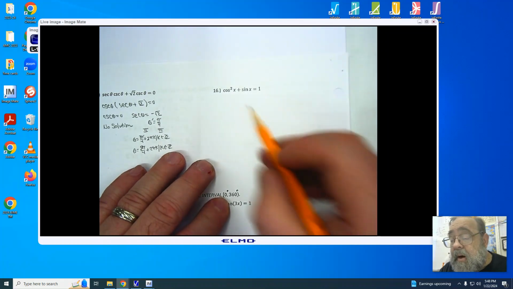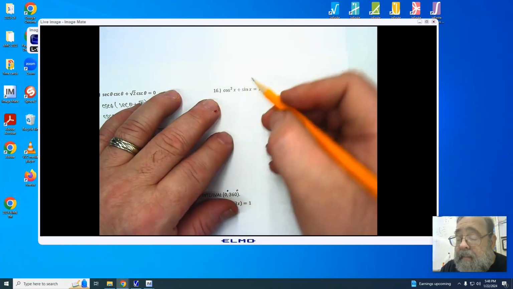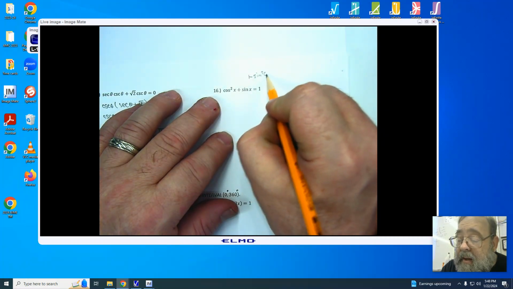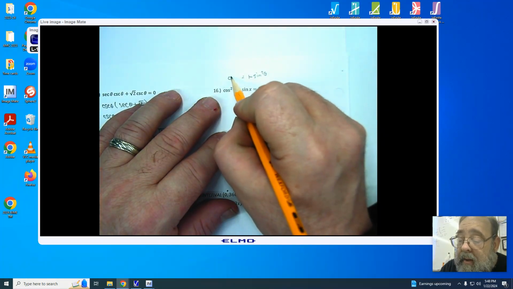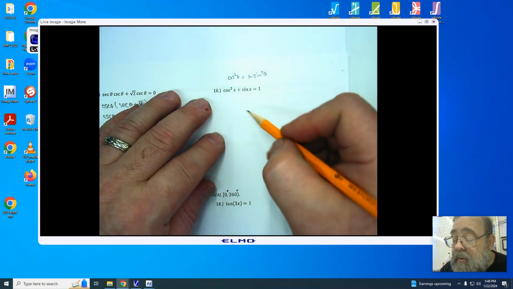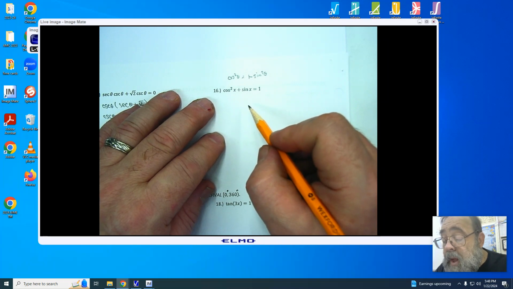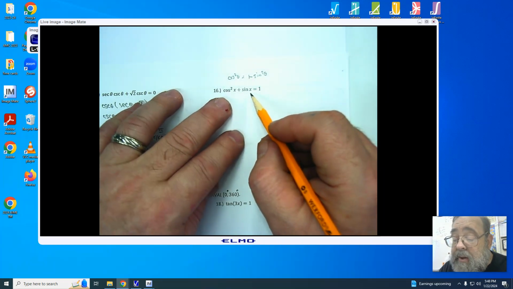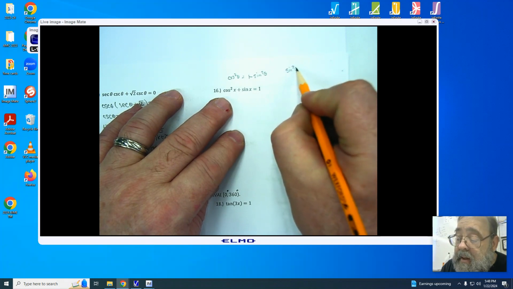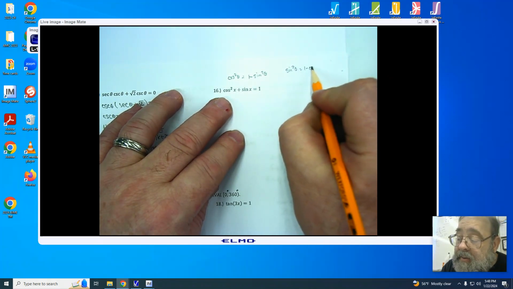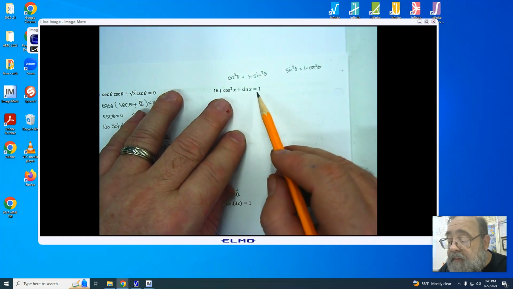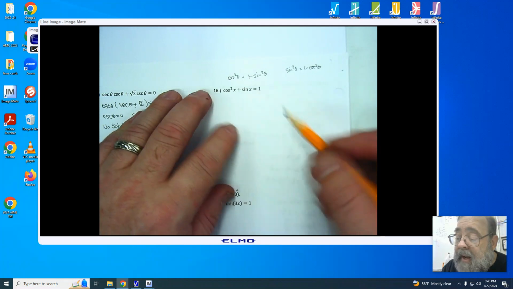Number 16 here, I'm going to use my Pythagorean identity of 1 minus sine squared theta is equal to cosine squared theta, and that's going to allow me to substitute. Now I will also point out that I could use my alternate view of sine squared theta is equal to 1 minus cosine squared theta. However, that could be a little bit more difficult, and I'd have to subtract 1 and regroup.